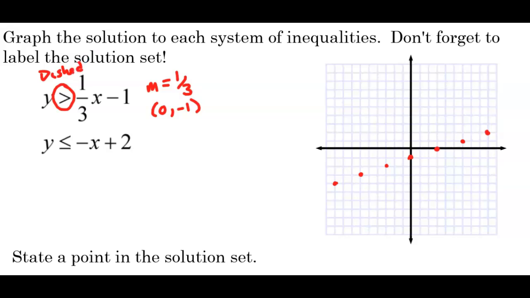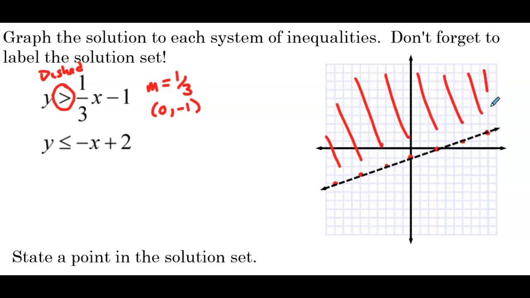So we'll connect that now. And now we need to figure out where we're going to shade our solution set. So we're looking for where y is greater than 1/3 x minus 1. Okay, so the y coordinate of the point is greater than 1/3 x minus 1 above the line. So we shade above the line.